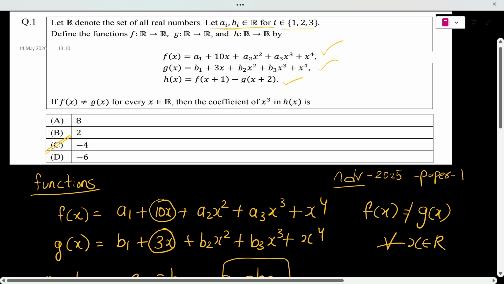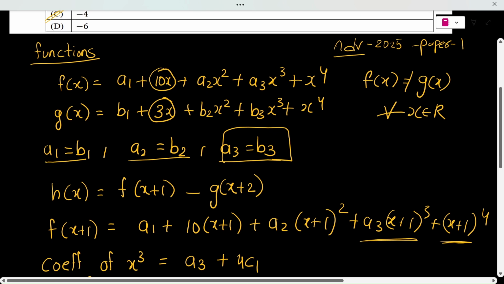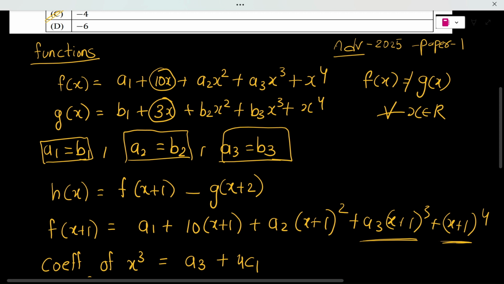So this is the way of solving the question. The main insight here is that when two functions are different, the coefficients are equal. This is the key insight in this question.